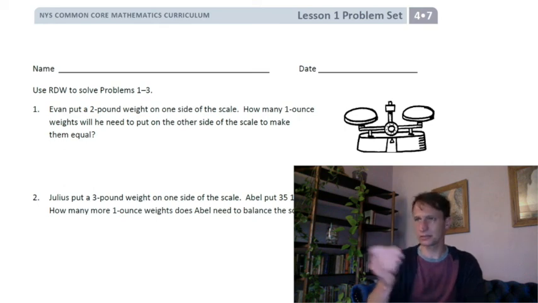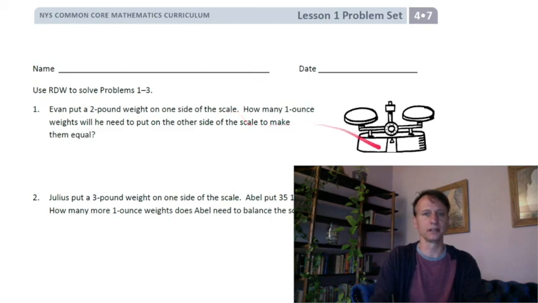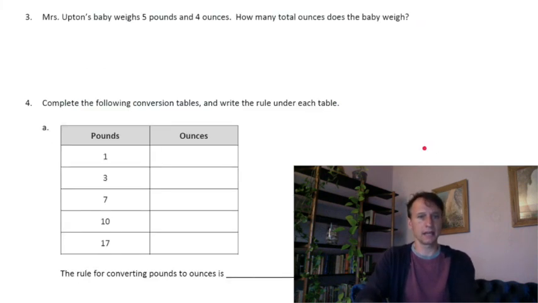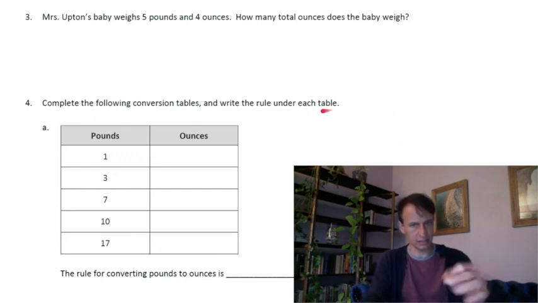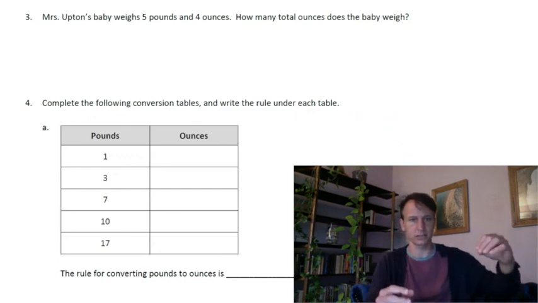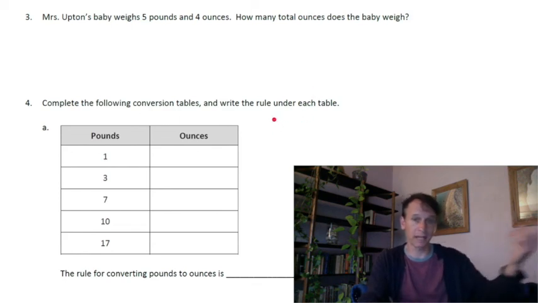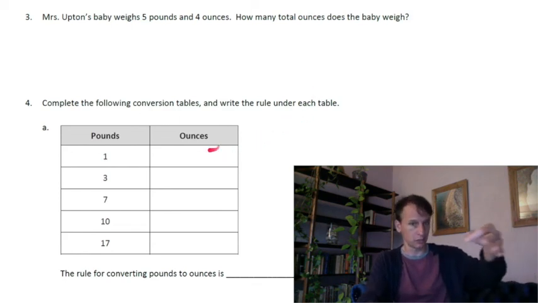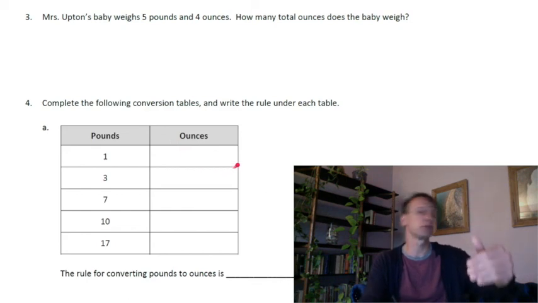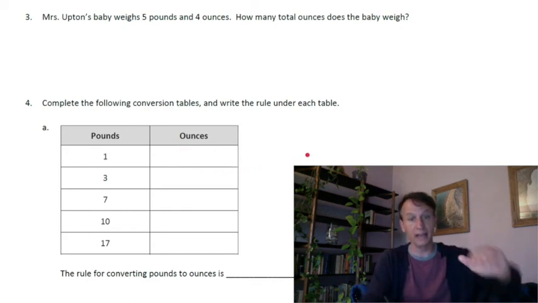And the first few lessons here are just like this. Because you're already on the problem set here and it's using read, draw, write to solve these first 3 problems, which means make a little tape diagram, right? Okay. And then this is an abbreviated version of that table we just did, and I'm fine with you going back and using that table. And notice though it does skip around. It doesn't go 1, 2, 3, 4, 5. It's 1, 3, 7, 10, 17.